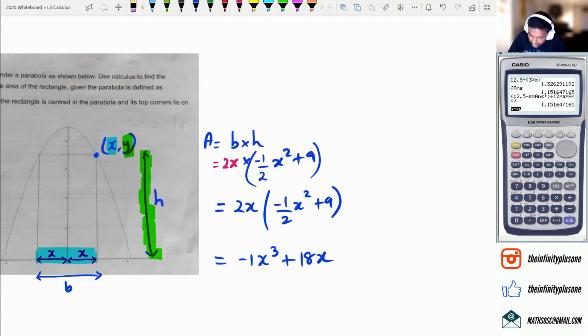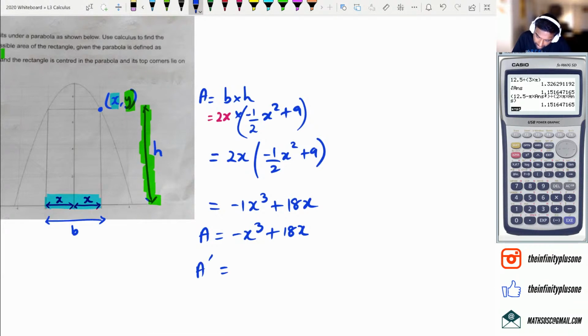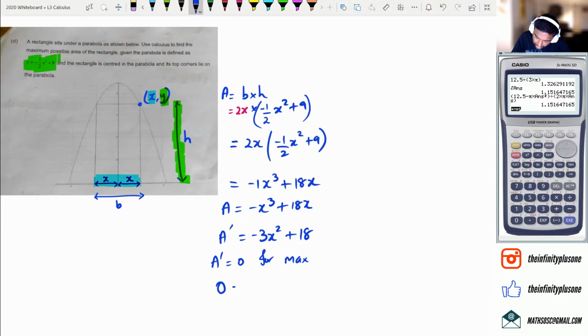Nope, I'm wrong. I shouldn't have the 2 there. You're right, xlab, my bad. So what we have is area is equal to negative x cubed plus 18x. Now we differentiate. We're going to get negative 3x squared plus 18. And because the derivative is equal to 0 for a max, we say 0 is equal to negative 3x squared plus 18. Rearrange: 3x squared equals 18.